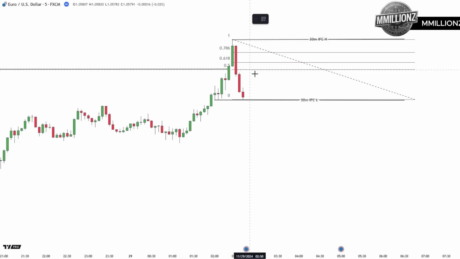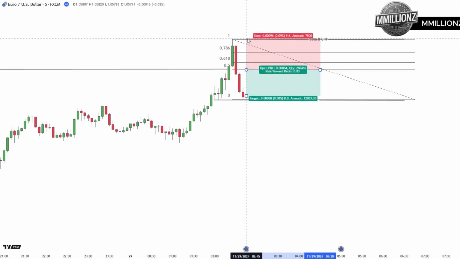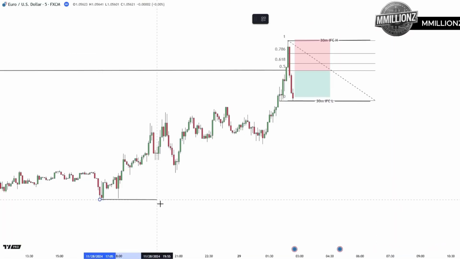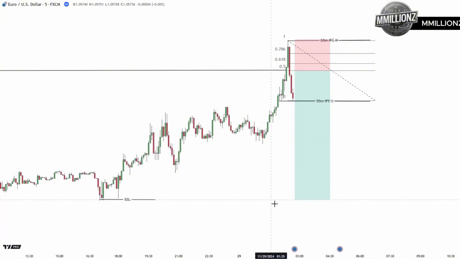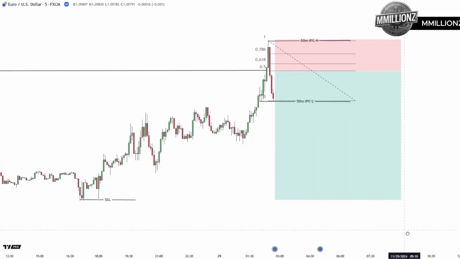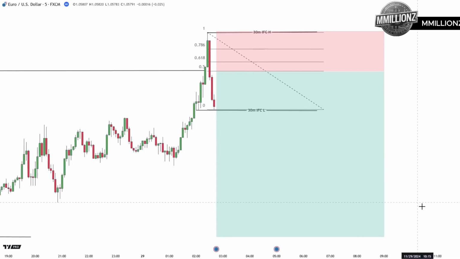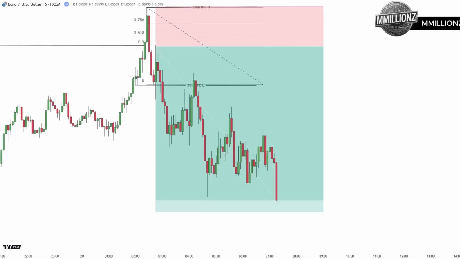Now that the price has reached the lowest point of the IFC candle, I'm going to draw a Fibonacci retracement on the IFC candle and set a sell limit order at the 50% level. I'll place my stop loss just above the highest point of the IFC candle. For the take profit, I'll target the next sell-side liquidity below this swing low, providing a 4-to-1 risk-to-reward ratio.